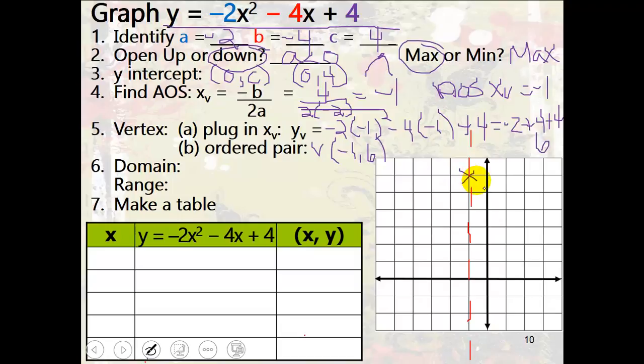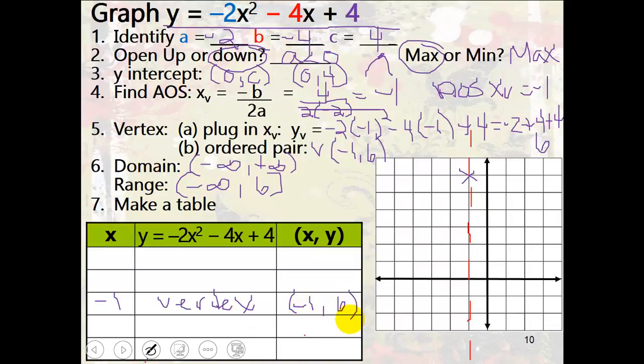My domain is negative infinity to positive infinity. My range, I have a maximum. So that means the y-coordinate of my vertex has to be my highest value. So I'm negative infinity to 6. And now I'm going to make a table. I'm going to use symmetry on this one as well. At negative 1, I have my vertex. I put that in the center. Just kind of keeps things balanced.